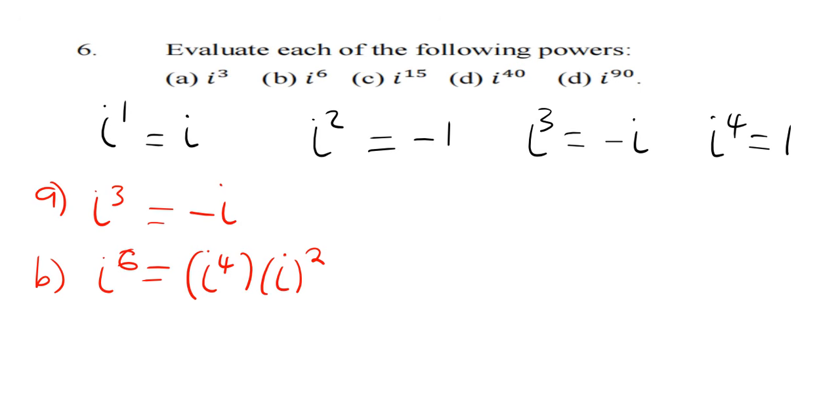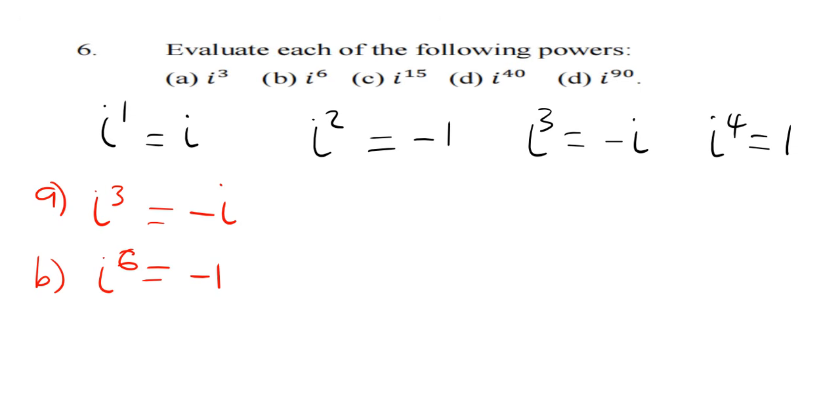So now, if we solve this, what is it going to give us? i to the power 4, we've said it is 1. i to the power 2, we've said it is -1. -1 multiplied by 1 will just give us a -1. So i to the power 6 gives us a -1.